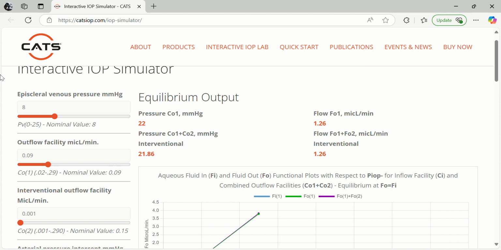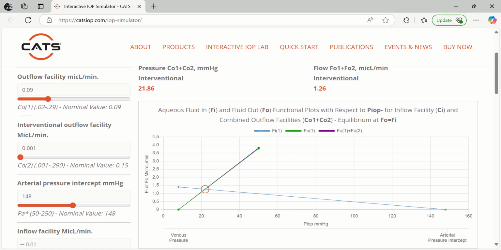And the outputs over here, of course, we have the equilibrium output. This gives us our steady state pressure and the interventional steady state pressure. So we can actually look at the difference between the two based upon various interventions. In addition, that also gives us the flow rate of fluid through the anterior chamber. The first output is our graph of steady state, and what this does is this shows a graphic of the outflow facility and a graphic of the inflow facility, and where these two meet is what we call equilibrium, and this is the steady state pressure that is achieved.